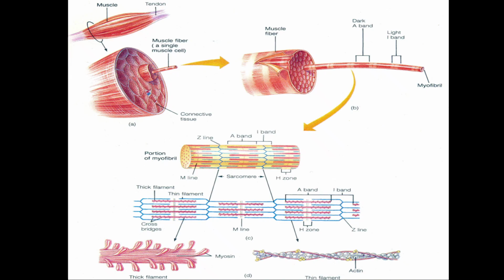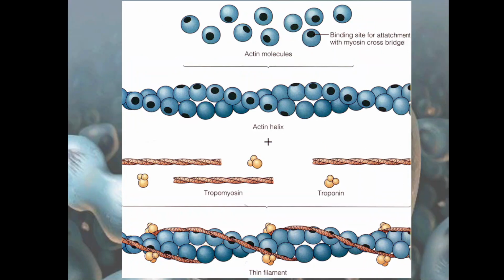Thin filaments contain actin, tropomyosin, and troponin. Troponin is the regulatory protein that permits cross-bridge formation when it binds calcium. Thin filaments are present in the I-band and interdigitate with the thick filaments in a portion of the A-band.